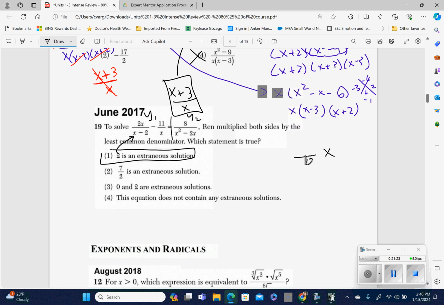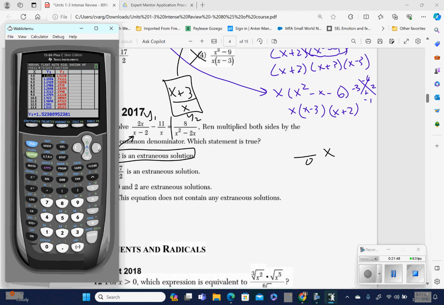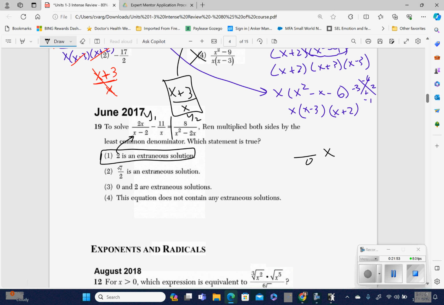And if I take a look at the 7 halves, because it also says 7 halves is an extraneous solution. If I go to my table, I can't put 7 halves for my x, so I want to go to second window. Let's put my 7 halves here, 7 divided by 2, and if I go to my table now, across from 7 halves, which is 3.5, I see the same number. So 7 halves is not an extraneous solution, it is a regular solution, so that is out. 0 and 2 are extraneous solutions. So now, let me talk about that, okay?